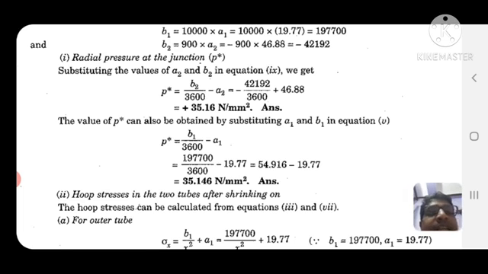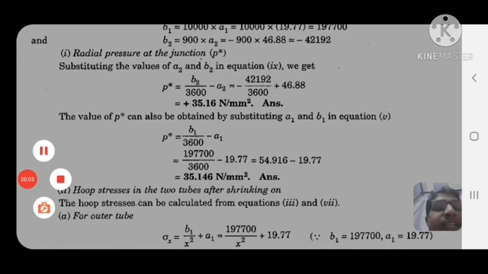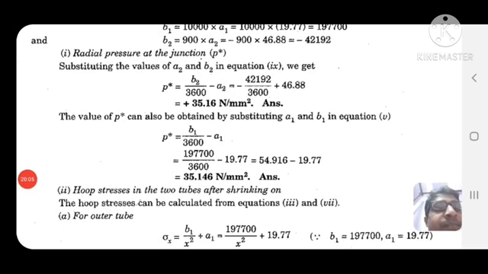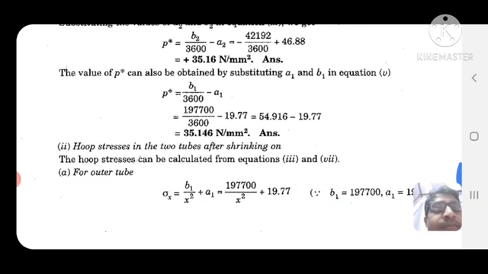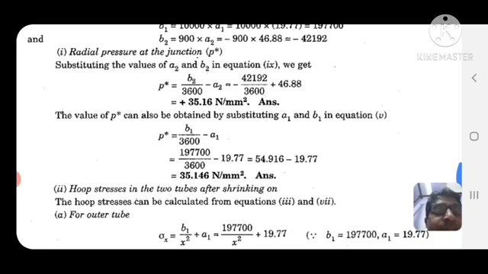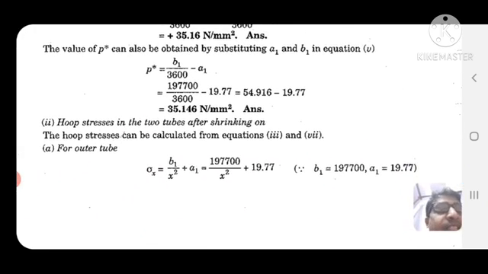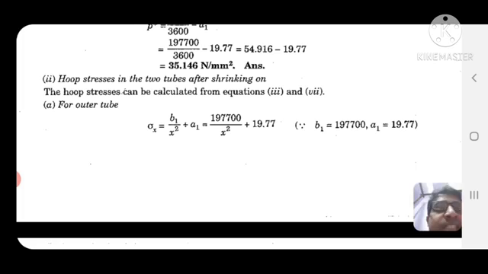Now the radial pressure at the junction. Radial pressure at the junction, P star, equals B2 by 3600 minus A2. So that is equal to 35.146. So P star is equal to 35.146 Newton per millimeter square. Hoop stresses in the two tubes after shrinking on can be calculated from this equation.